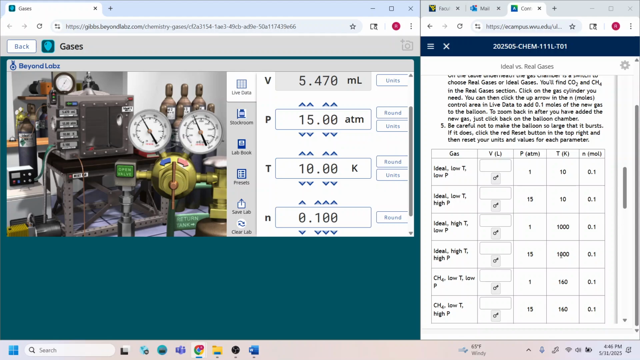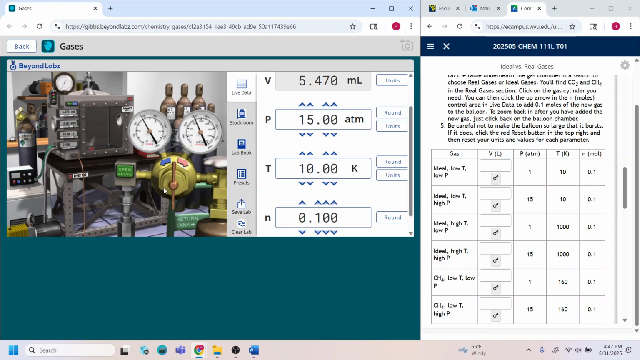And then you are going to make the temperature constant at 1,000 and increase the pressure to 15 and record that again. That is going to be for the ideal gas. So for the ideal gas, we did a low temperature, low pressure, and a low temperature, high pressure. And then a high temperature, low pressure, and a high temperature, high pressure. So we did put all the cases for the ideal gas.